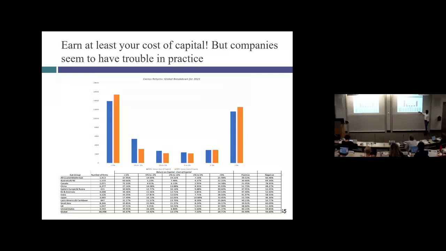43% of companies earn more than their cost of capital. 57% of global companies earn less than their cost of capital. In fact, if you look at the distribution, you can see there are lots and lots of companies, maybe 30% of all companies that earn returns on capital that are more than 5% below their cost of capital.